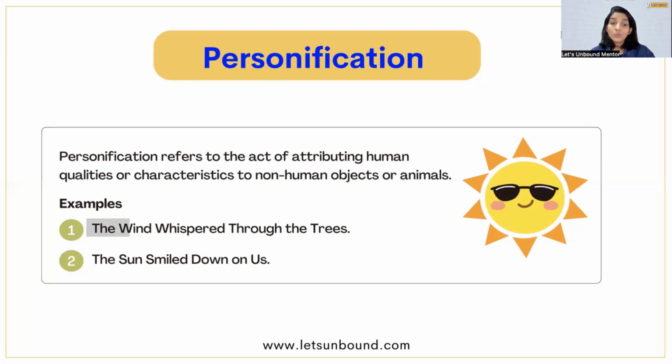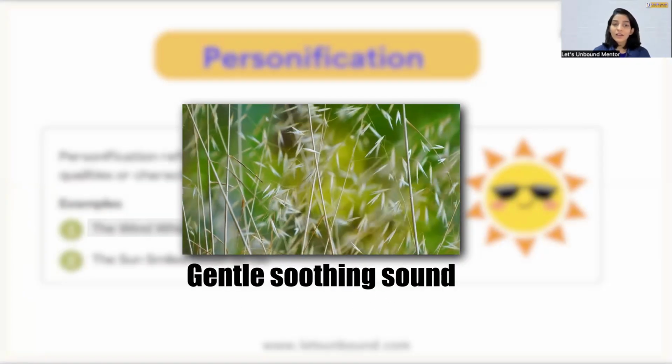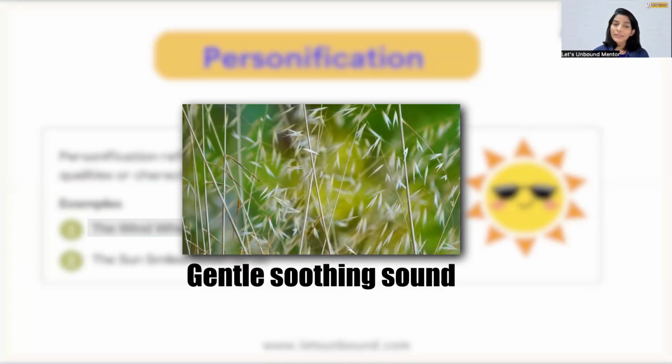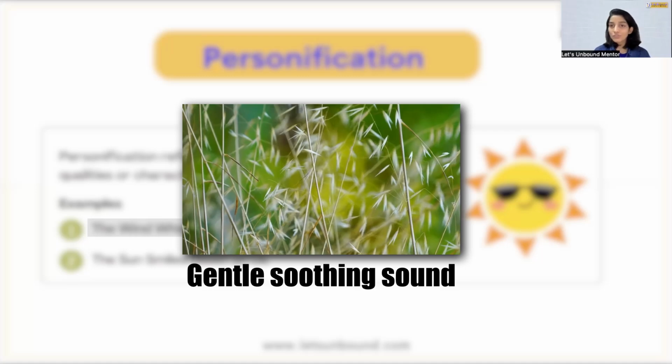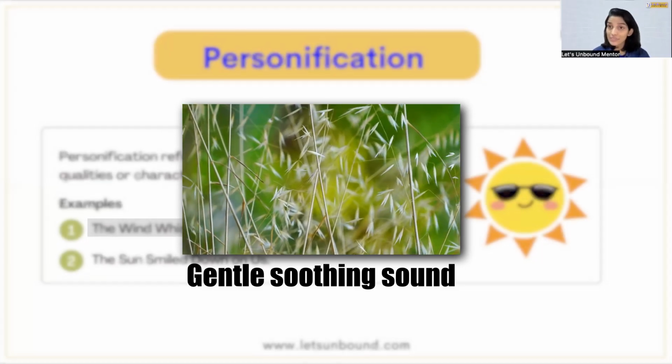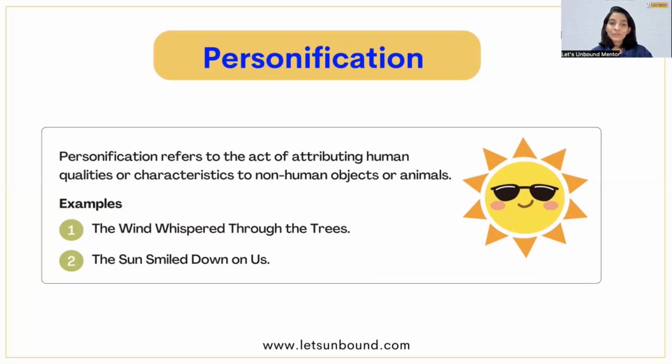Example, the wind whispered through the trees. Now, in this example, the wind is given the human ability to whisper, right? So, this personification suggests a gentle, soothing sound created by the wind moving through the trees, enhancing the mood of the scene. Another example is the sun smiled down on us.